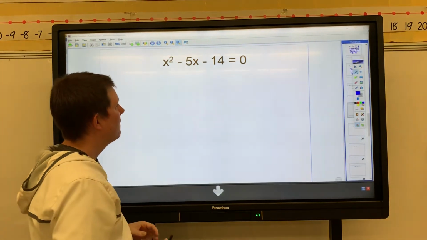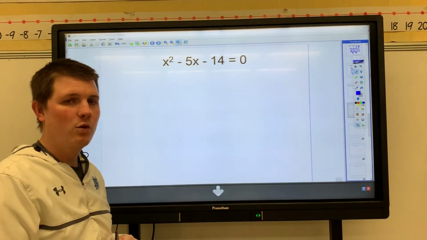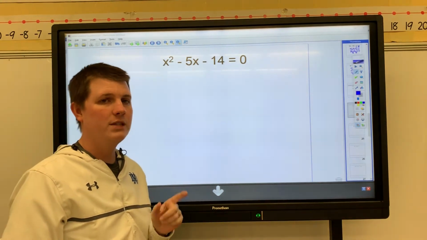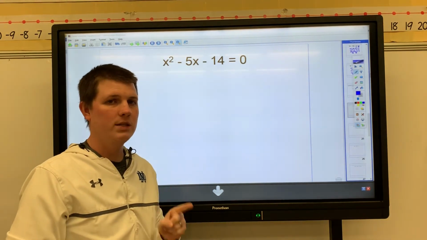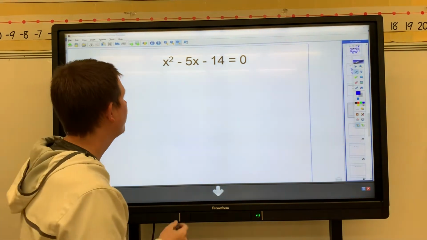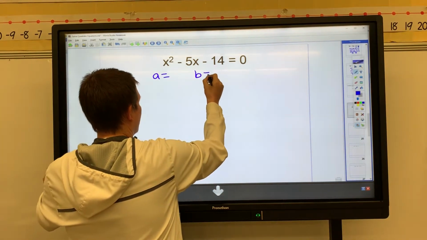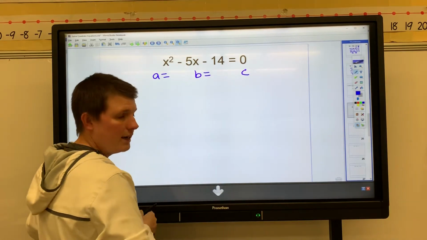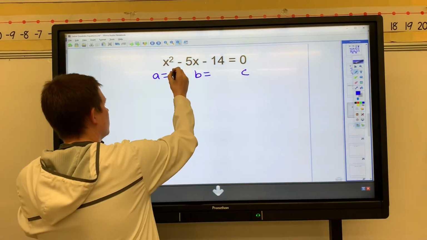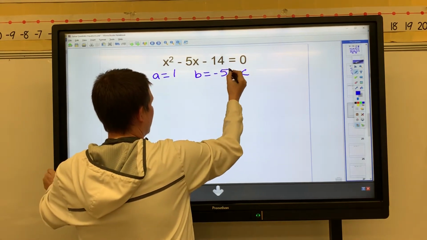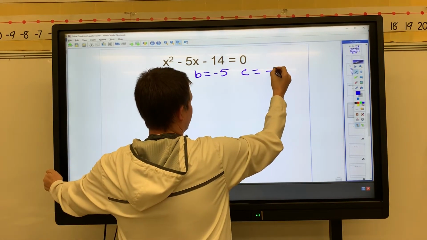X squared minus 5x minus 14 equals 0. As always, first thing you have to do is get one side to be 0. Get one side to equal 0, which we already have. Now we have to identify our a, our b, and our c. Now remember, our a is the number with x squared. In this case, it's 1. Our b is the number with x, so it's negative 5. And our c is negative 14.